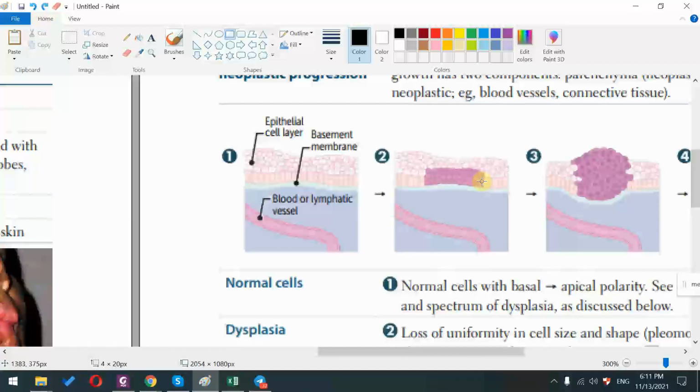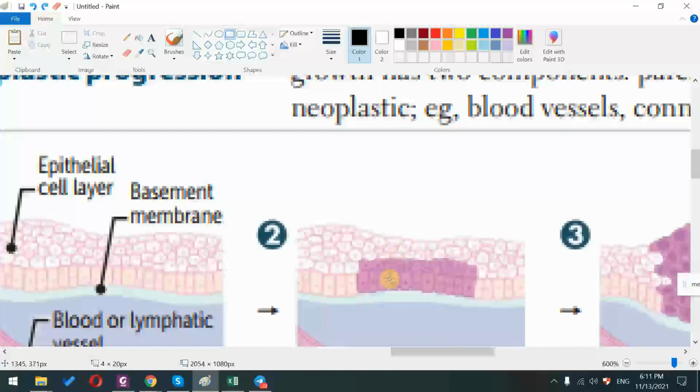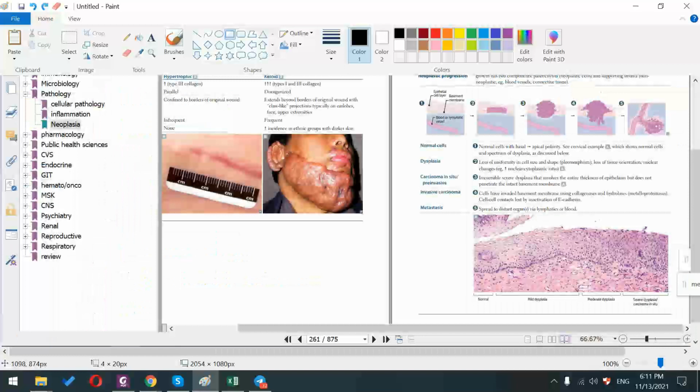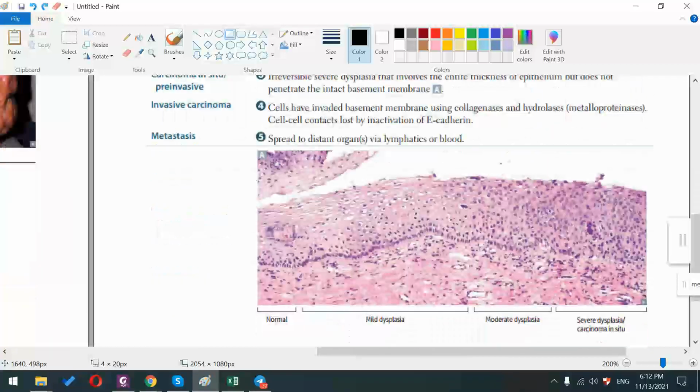Well, if you take a look at the cancerous cells, they have total loss of the polarity. Each cell is larger than the other with different shapes. Some nuclei are up, some nuclei are down, which means that they lost their polarity. So normally you should have basal to apical polarity, and you can see the cervical example in picture A, which is down here. So picture A, I like this one.